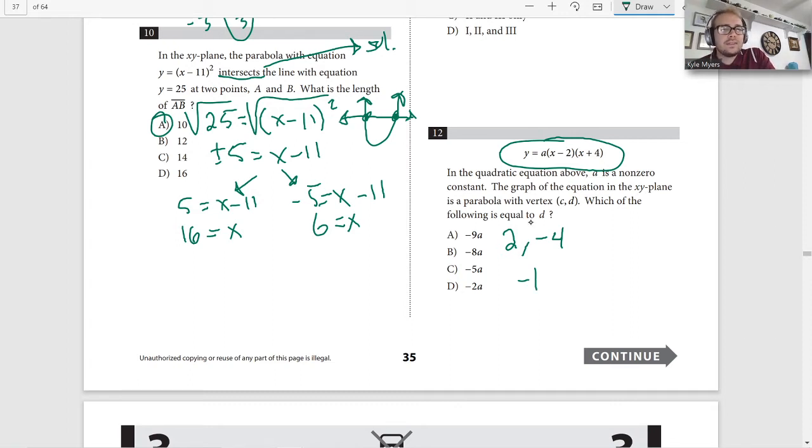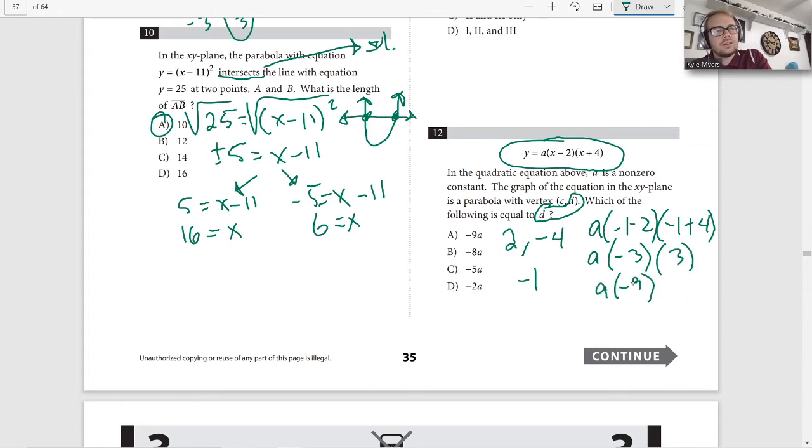We need to know what D is, which the following is equal to D. We know what C is now. C is -1. All we have to do is plug it back in. So A times X, which is -1, minus 2, and then -1 plus 4. So A equals -3, and then -1 plus 4 is +3. 3 times -3 is -9. So the answer is A. And there we go.